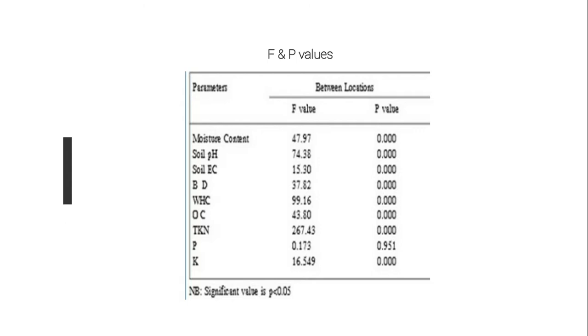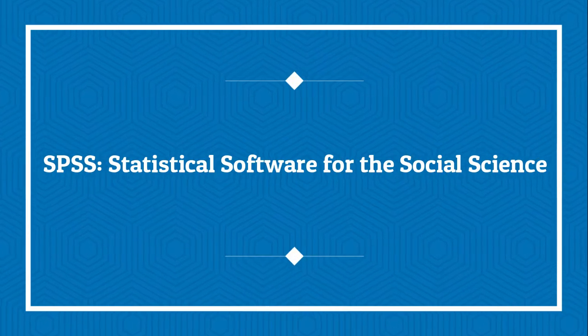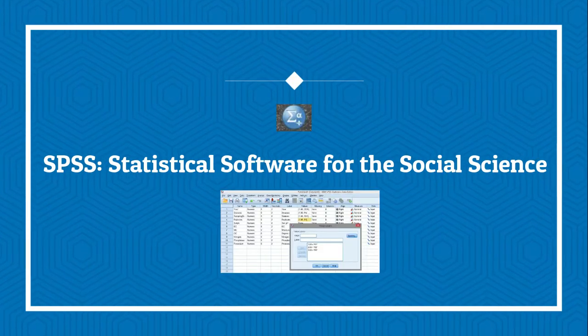Now, how can this statistical analysis of data be carried out? This can be done by using the statistical tool called SPSS. SPSS stands for Statistical Package for the Social Science. This statistical tool is one of the most widely used statistical packages in research.